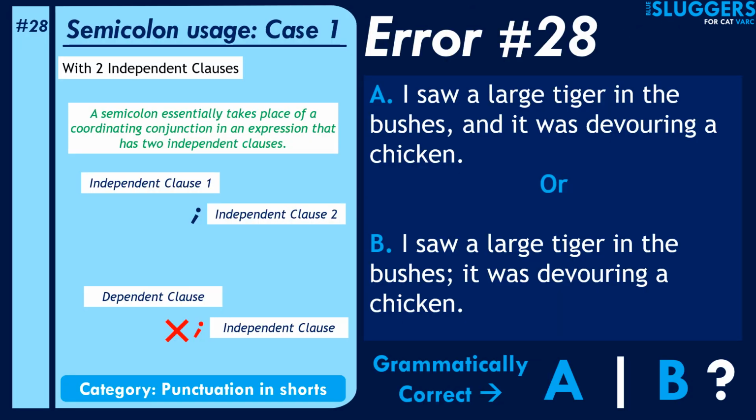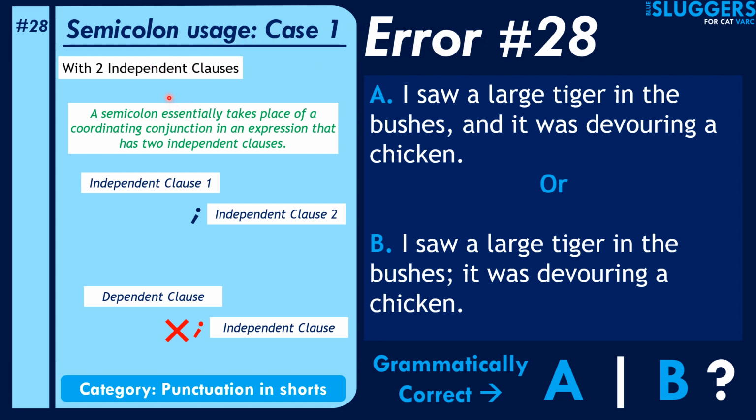Okay guys, so let's start with error number 28. Now with this error we are moving on to the next punctuation, which is that of the semicolon. We completed the comma and then we discussed usage of the apostrophe and now the semicolon. There are multiple cases involved here, and we'll look at each of the cases one by one. This is the first case that you are taking up in this installment.